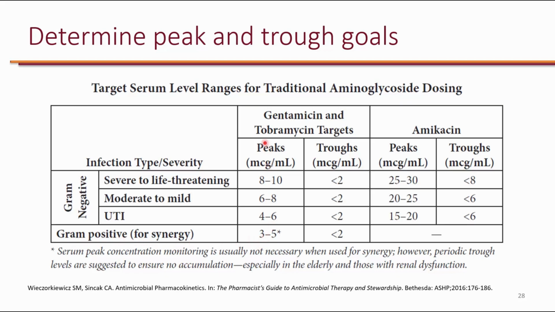Now, the peak is what tells you the efficacy. So the peak to MIC ratio should be these targets, and that tells you efficacy. We also target trough for safety. So we want to make sure that the trough is also less than 2 for all of these, to make sure that we minimize the risk of nephrotoxicity and ototoxicity. Now, the dosing for tobramycin and gentamicin are identical. So these targets are for both gentamicin and tobramycin. Now, if you happen to be using amikacin, these are the different targets for amikacin.